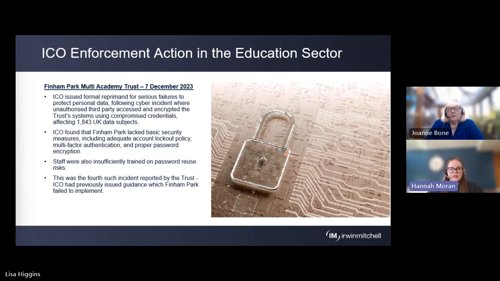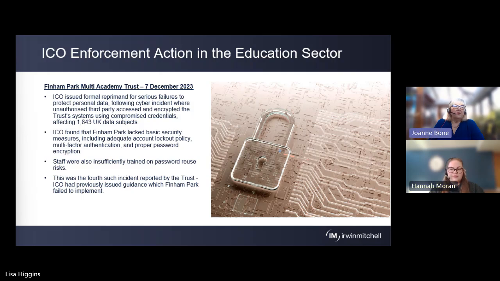Yeah, so it is quite a strict approach that the ICO decided to take, but actually this was the 4th data breach reported by the trust, and the ICO had previously issued guidance to them on each of the previous occasions, which the trust had failed to implement, and from the ICO's perspective, the incident showed that they were still very poor with security, and weren't really safeguarding personal data properly.